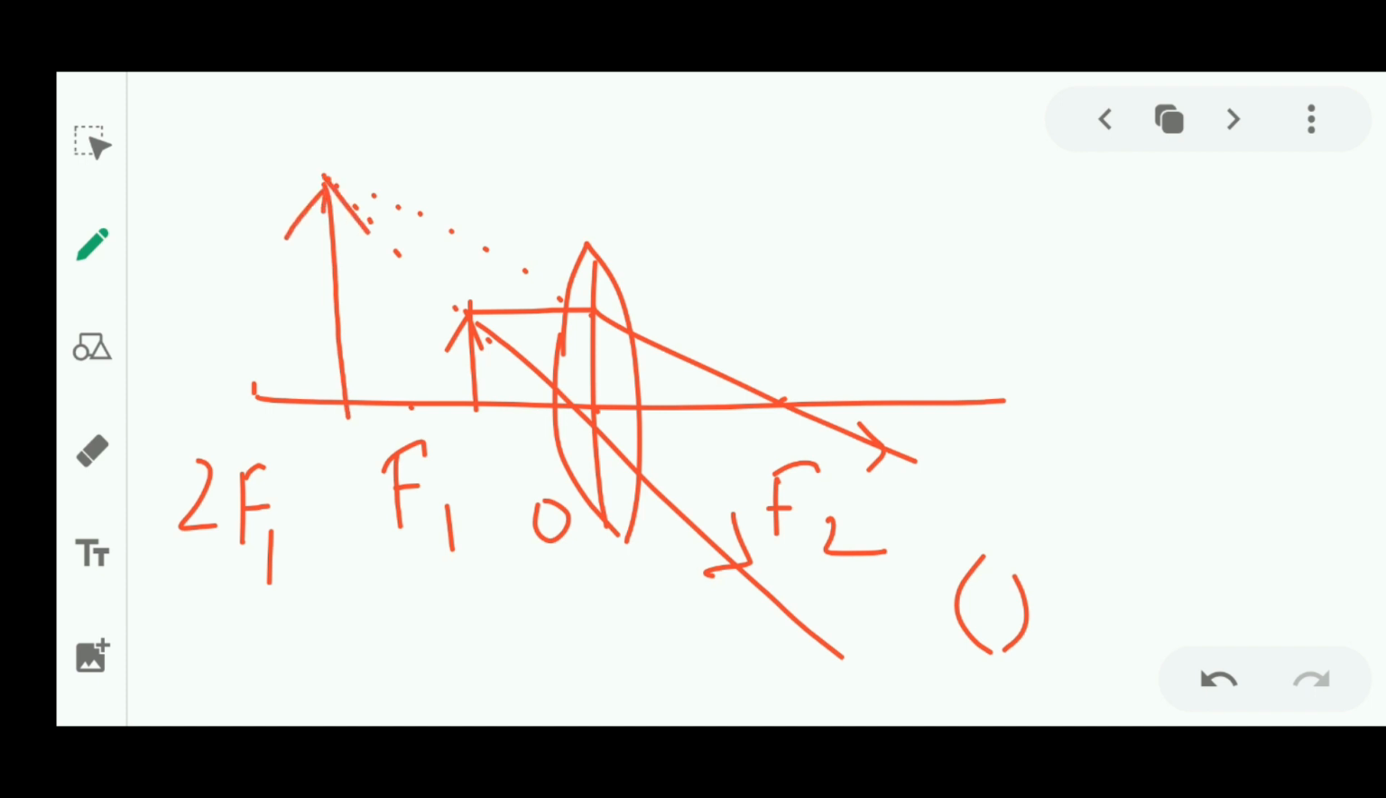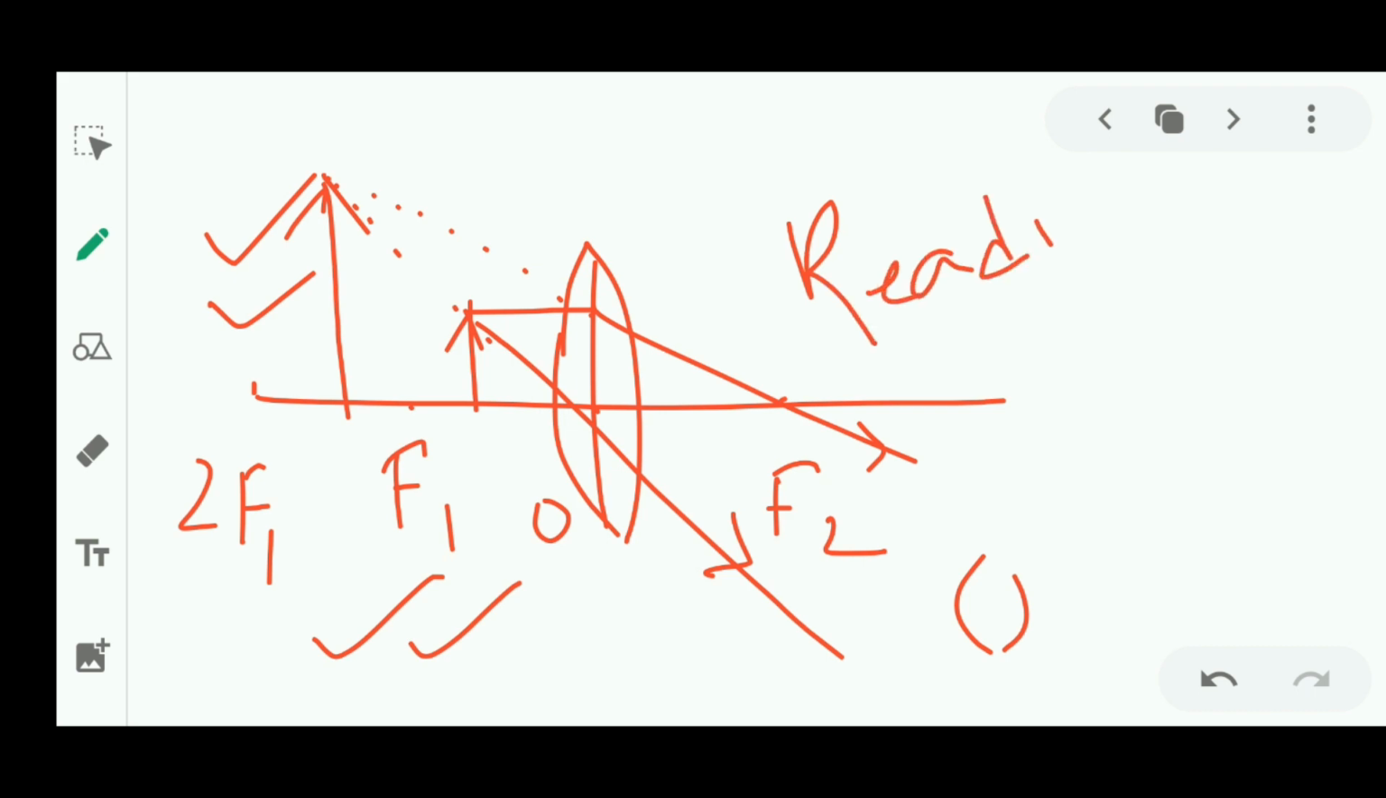And what is the characteristic of this image? The image is highly magnified, the image is erect, and the image forms between f and 2f. According to this property, this is the working principle of a reading glass. There are different uses of this convex lens. We use convex lens in our spectacles also. So these are the different uses of a convex lens.